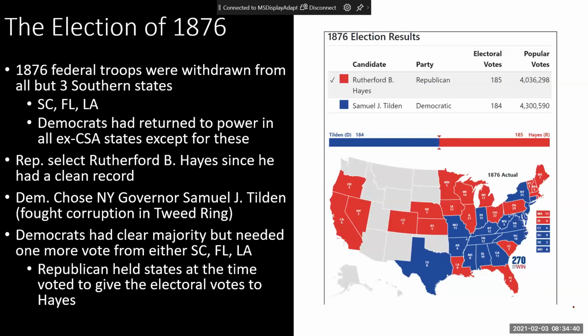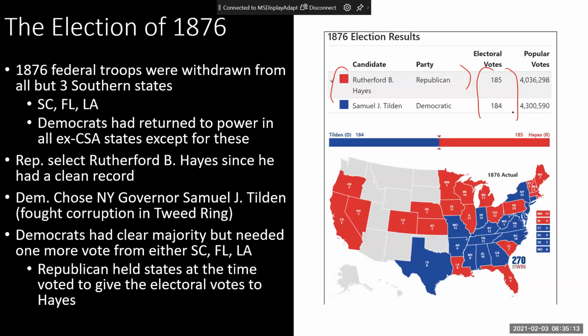So by 1876, federal troops were basically withdrawn from all but 3 southern states. That was South Carolina, Florida, and Louisiana. And the Democrats had basically returned power to ex-Confederate members or leaders all throughout those states, right? Now, Rutherford B. Hayes was being nominated by the Republicans to be president. Samuel J. Tilden was for the Democrats, and it was a pretty close election, as you can tell. The electoral votes, extremely, extremely close.